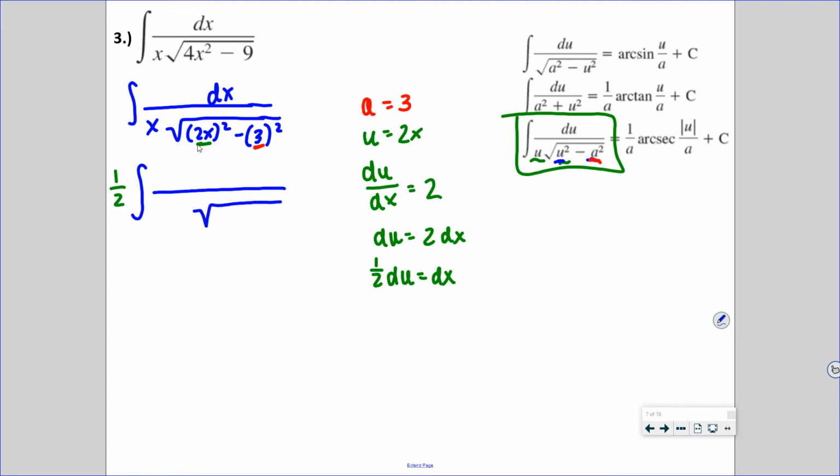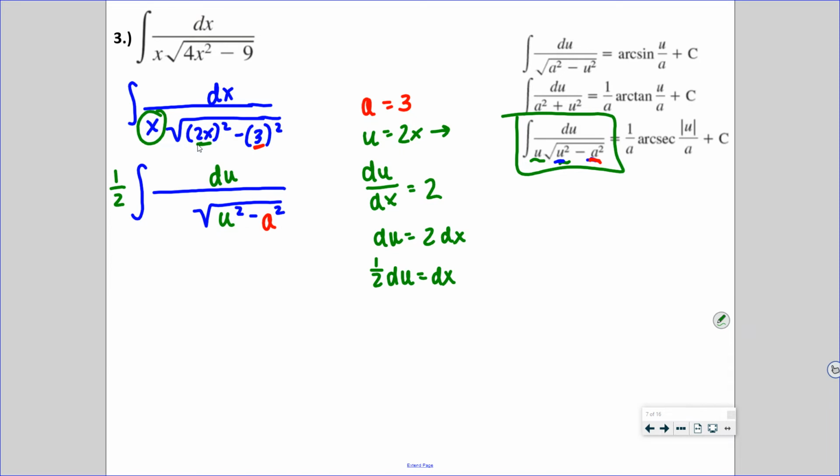Here's what I know. So I have 2x underneath my radical, which is u squared minus 3, which is a squared. And I'm replacing 1/2 du with dx. So here's the 1/2, so I'm going to replace that. Now, I still have this x out here, okay? I don't want to leave it as just x, because then I have my integrand in terms of u's and x's. All right, so we're going to use our little equation right here.